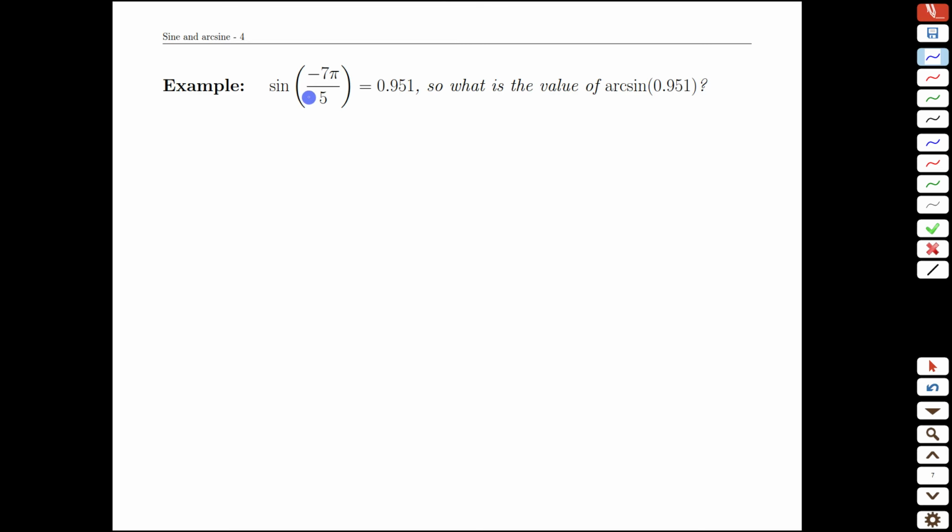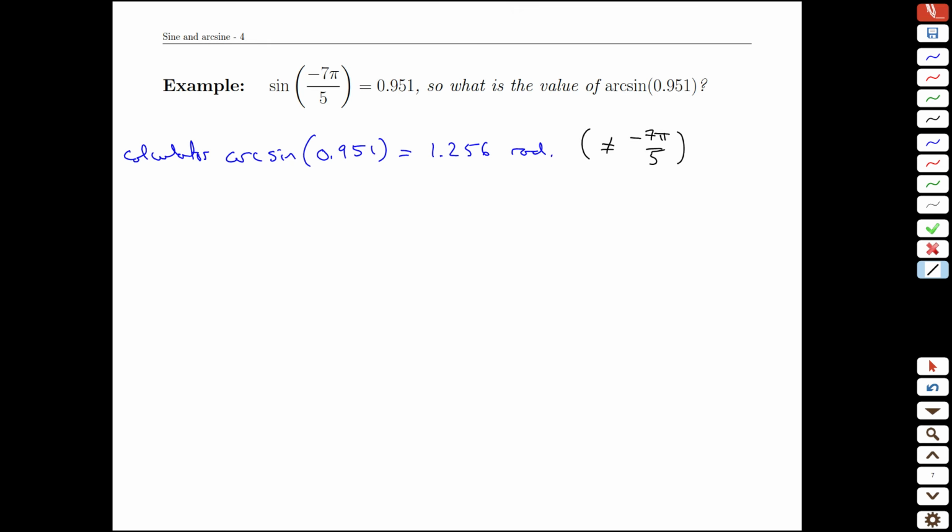Let's take a look at the sine of this angle here, which gives us a ratio. If we want to go backwards and say, what's the angle that we would get with a ratio of 0.951? Again, we'll try our calculator. And if we do that, we get a value of 1.256 radians. And you notice this is not equal to what we started with over here, negative 7 pi over 5. But we said the sine of that angle was that ratio, so why, when we do the inverse, do we not get back to where we started?